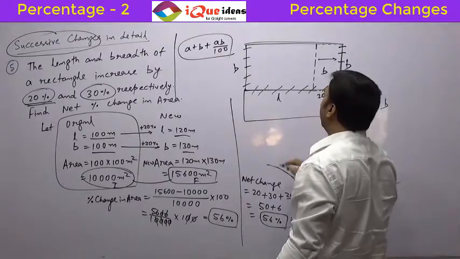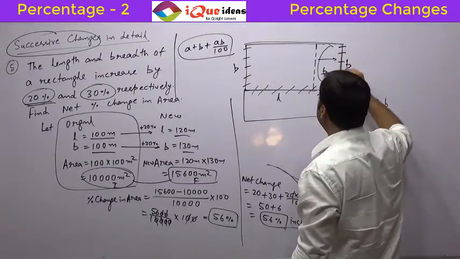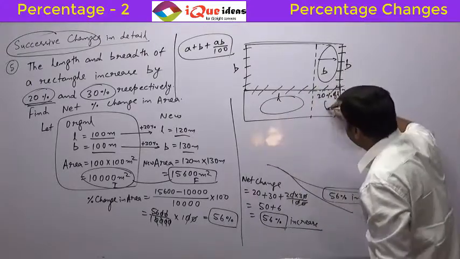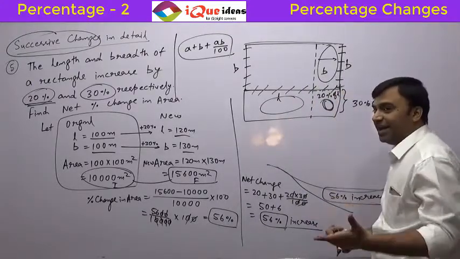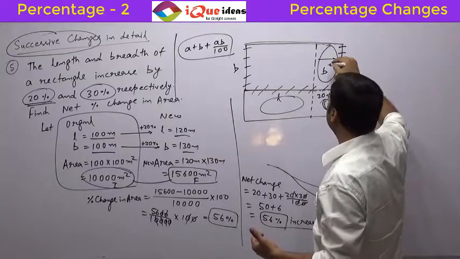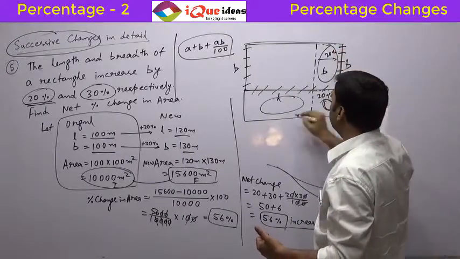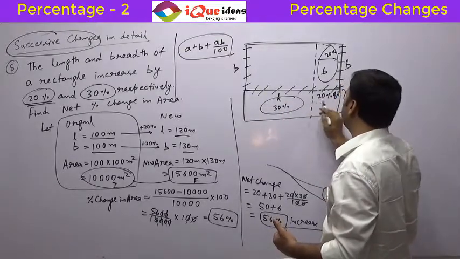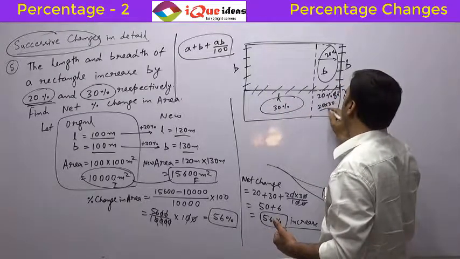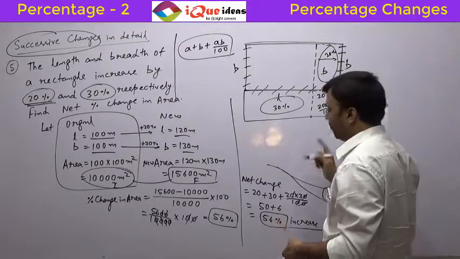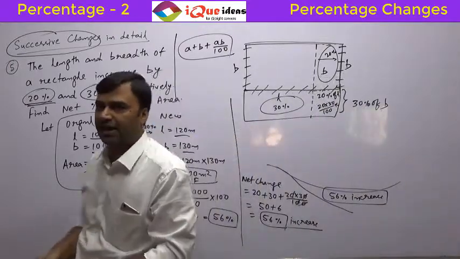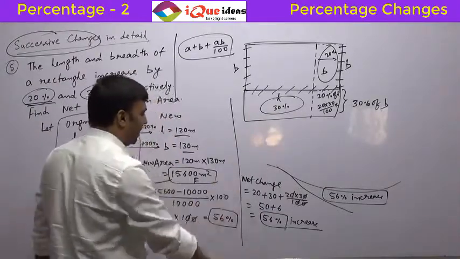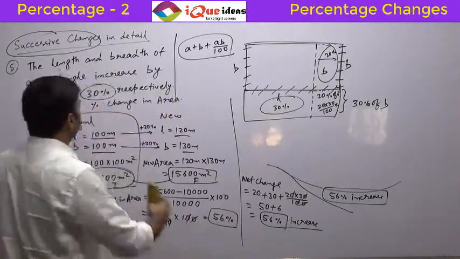So the net change in area, as you can see, this is the change in area, this is also the change in area, and this is the extra change in area. So if you try to understand, this change was 20%, this change is 30%, and this value is actually 20 into 30 by 100%. If you don't understand this, fine, no problem with that. But physically also you can see that. Hence you can directly apply the successive change method. Let's take a couple more examples.